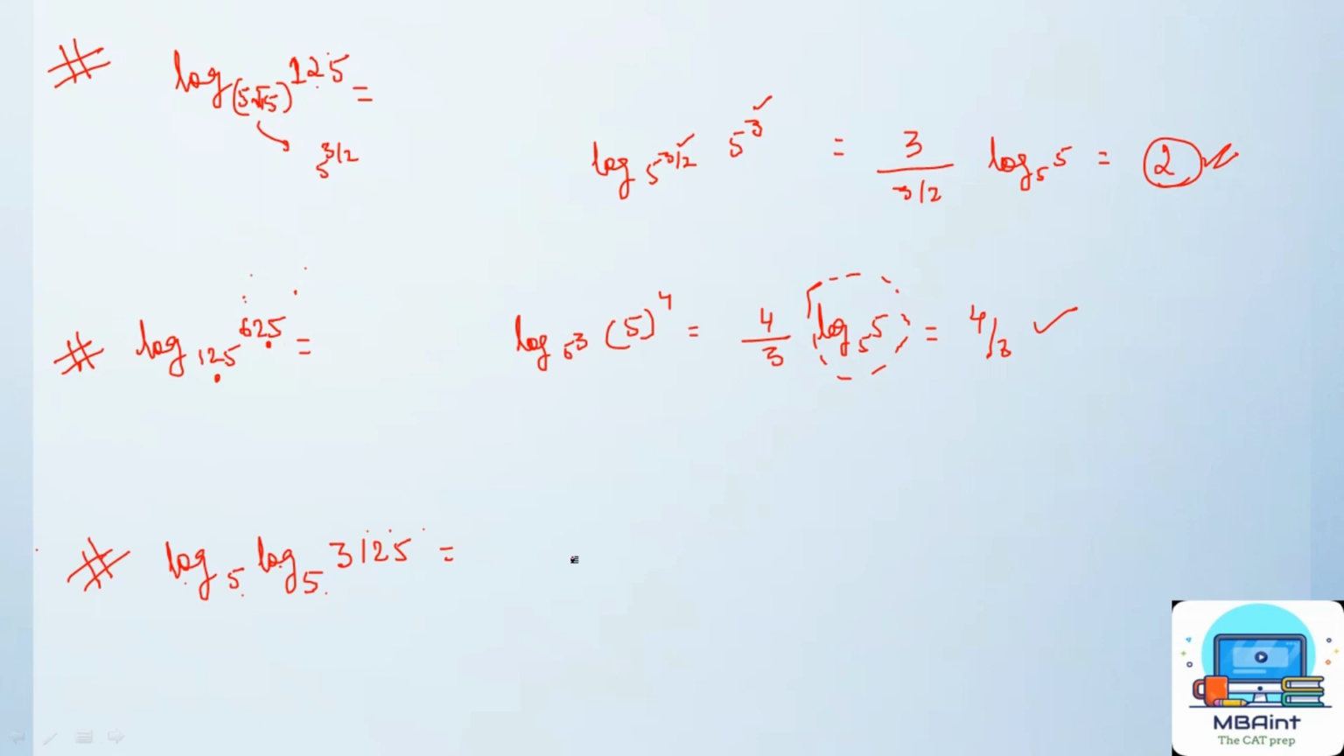Next question, here it's log base 5 of 3125. 3125 can be written as 5 to the power 5, we all know that. In that case, this will turn out to be 5 times log base 5 of 5, and again this will turn out to be 1. So this will ultimately be left with 5 times log base 5 of 5, and again this is going to turn out to be 1.